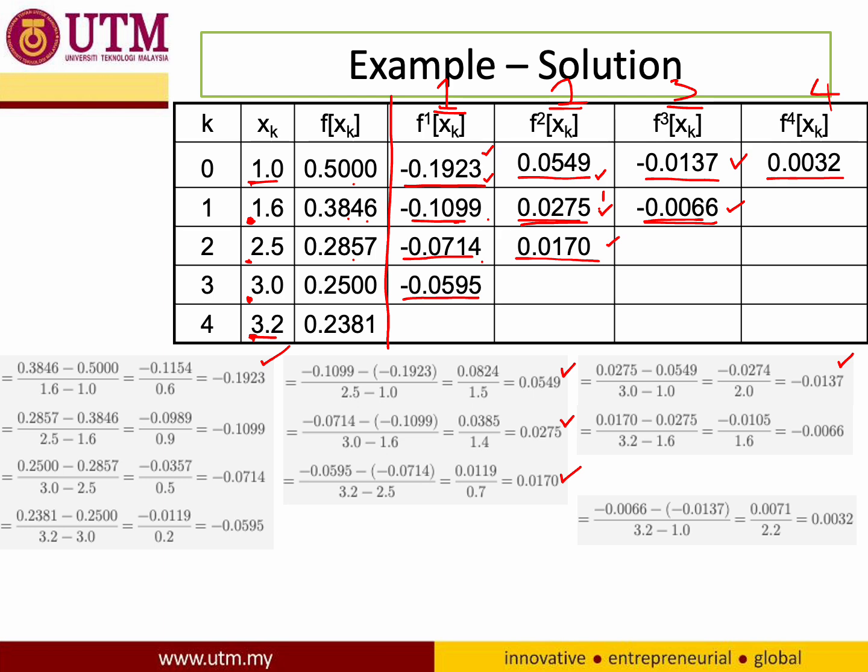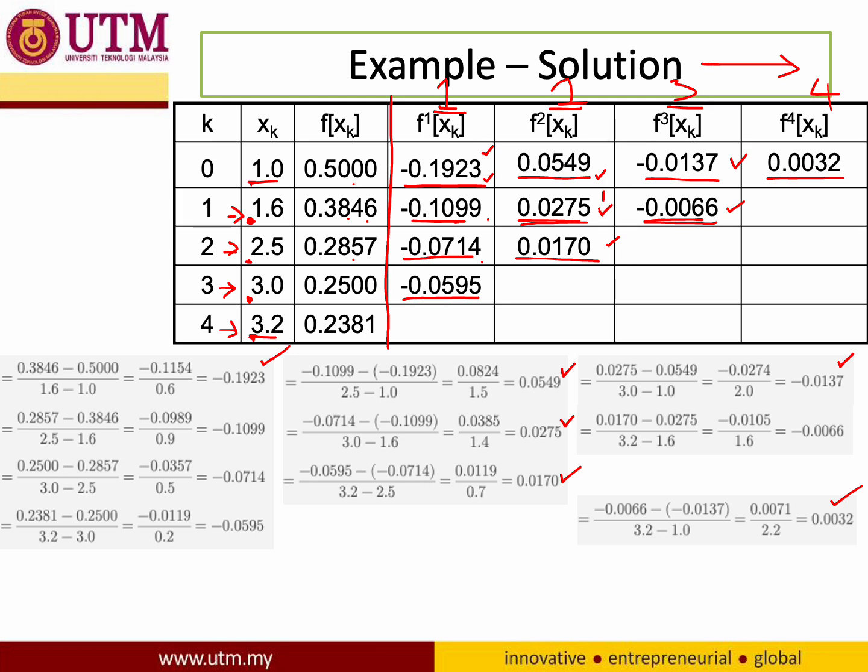So as we go along the columns, the value of x is increasing. For column 1 we start here, column 2 we start here, column 3 we start here, and column 4 we start here, with 1.0 at the starting. So that's the equation that you need to understand on how to calculate the Newton divided difference here.